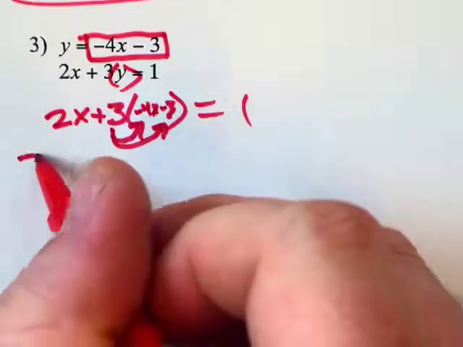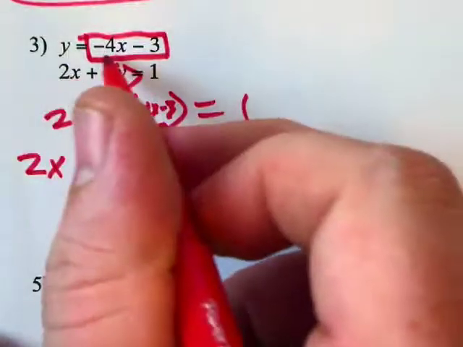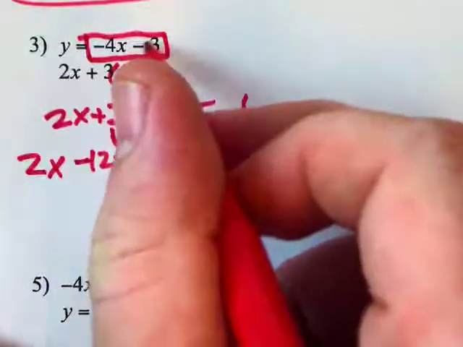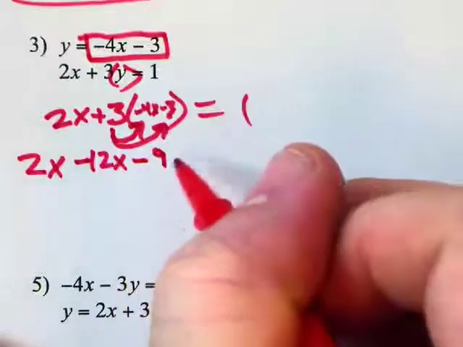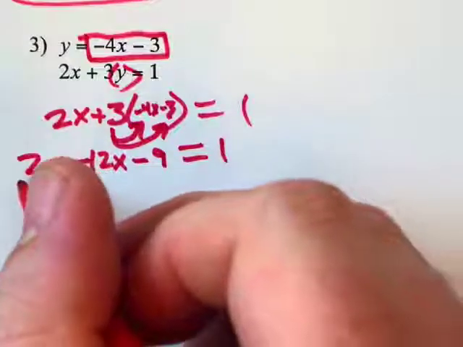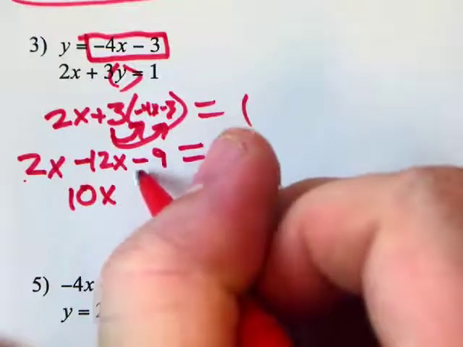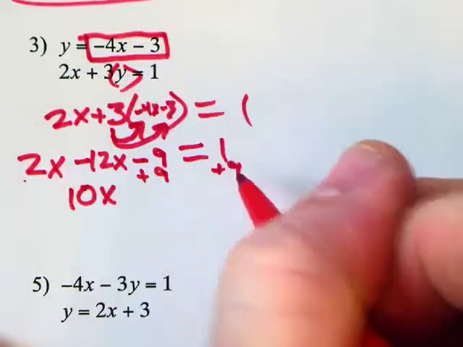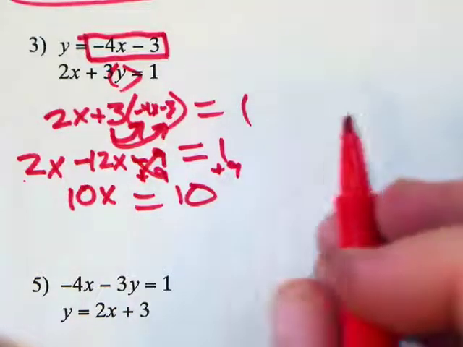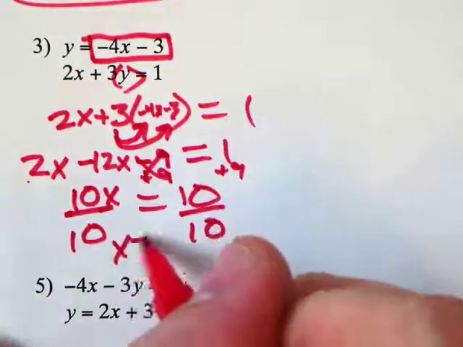We are left with 2x, and 3 times the negative 4x is minus 12x. 3 times a negative 3 is minus 9 equals 1. Now I'm going to combine the two x's. If I have two x's and I take away 12 x's, I'm left with negative 10x. And I'm going to add 9, and I'm left with 10 because that gets rid of that 9. Then I'm going to divide by 10, and I'm left with x equals 1.